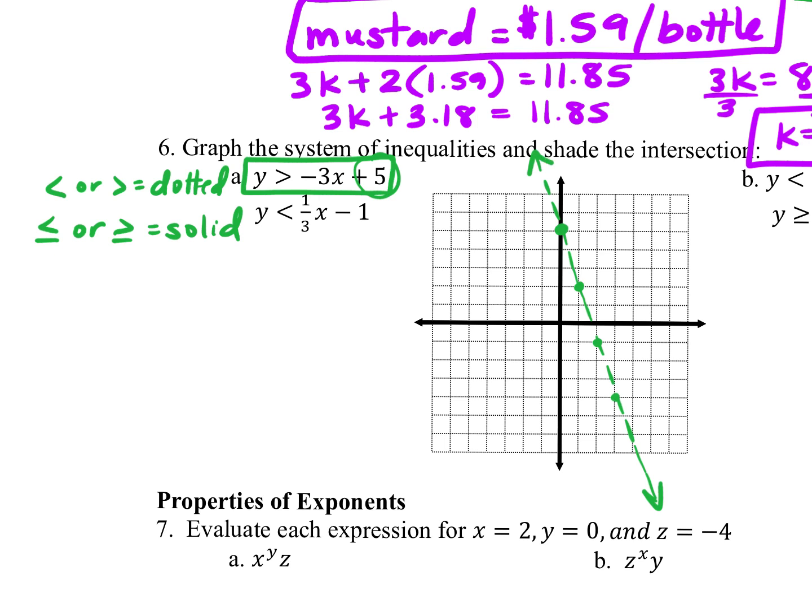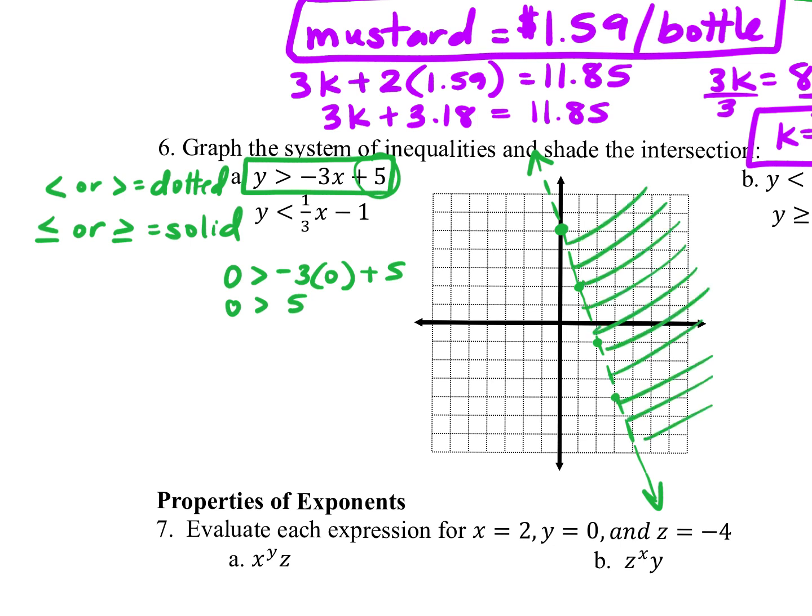Can you tell me where I need to shade for this? Above. If y is greater than, it's above that line. The other thing you can do is plug in 0. Is 0 greater than negative 3 times 0 plus 5? If you plug in 0, 0, it says 0 is greater than 5, which is not true. So shade away from the 0, 0, which would be this way. But really, the symbol tells you which way to go. y is greater than means go above the line. That would be above the line.